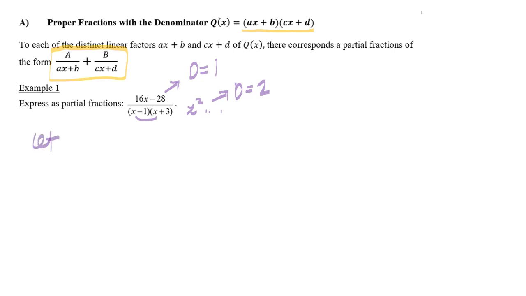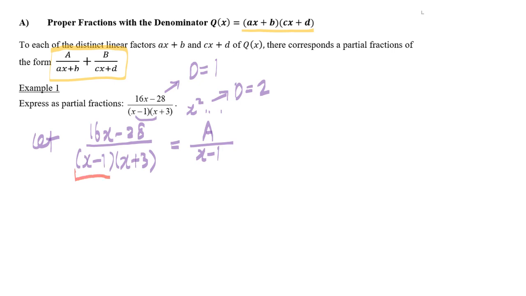We're going to let this proper algebraic fraction, we know that this can be simplified into 2 partial fractions. The first one is A over x minus 1. There are 2 linear factors here. Let's look at your denominator carefully. There are 2 linear factors. x minus 1 is 1 linear factor. This is the first linear factor.